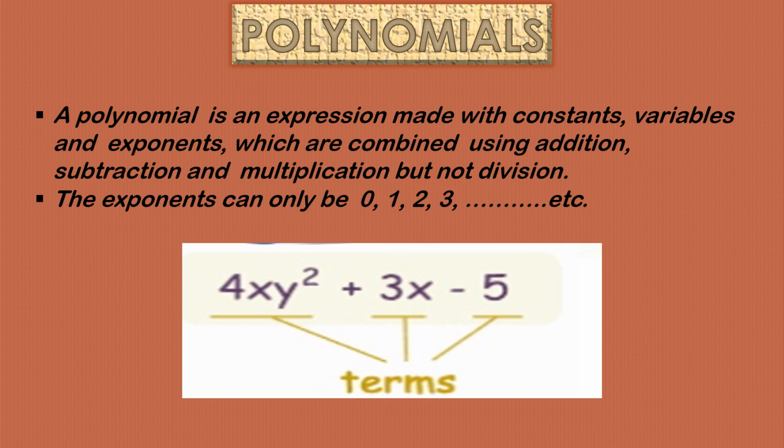Here we have three terms, which are 4xy square, 3x and 5. In this example, 5 is the constant. In the term 3x, 3 is the coefficient and x is the variable. Similarly, in the term 4xy square, 4 is the coefficient and xy square is the variable.